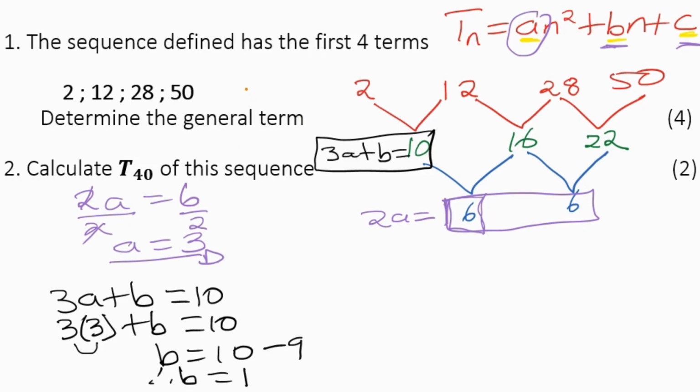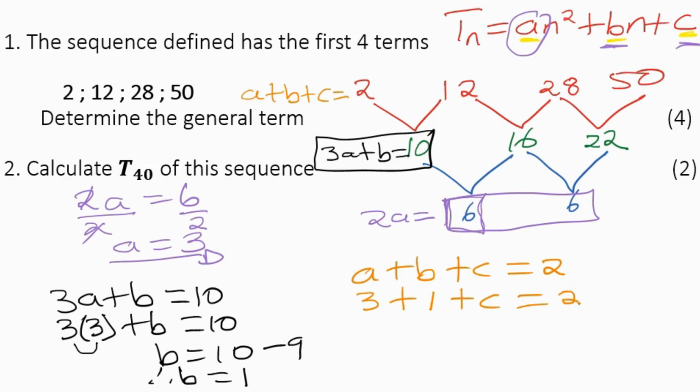We have to equate now the first term there. So we will say a plus b plus c is equal to 2. That is equal to T1 there. So now the value of a is 3. We write 3. The value of b is 1. We write 1. And then we are looking for the value of c. Now c is equal to 2. When you add the 3 and 1, you will get 4. You take 4 to the right hand side of the equation. That is going to be minus 4. And therefore, the value of c is equal to negative 2.